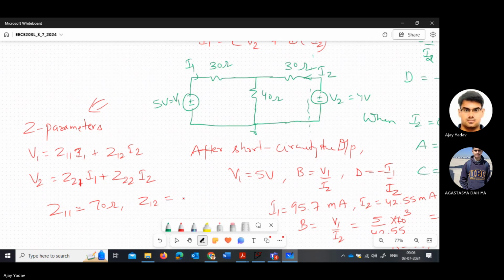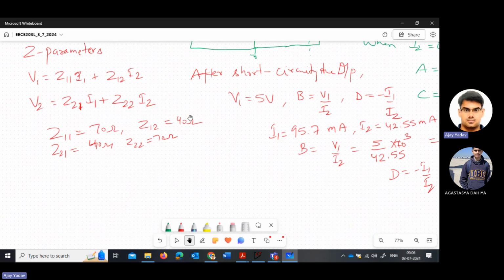Z12 is 40 ohm. Z21 is 40 ohm and Z22 is 70. Okay. Now we will calculate the ABCD parameters from this. The formula I'm writing directly: A is Z11 divided by Z21. So what is the value of Z11? 70 divided by Z21, 40. This value is coming out to be 1.75.